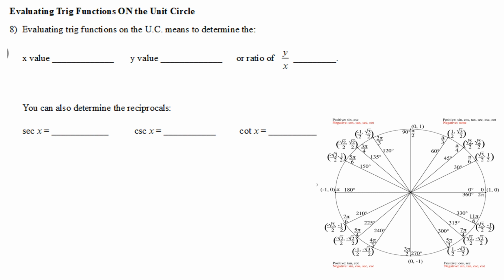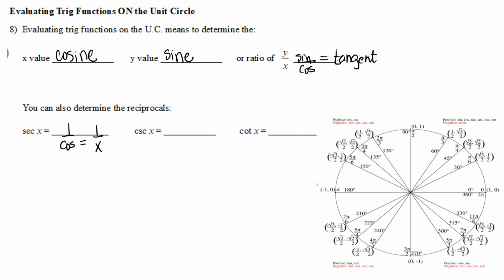Remember, our x value represents cosine of the angle. Our y value is going to represent sine of the angle, and the ratio of y over x, or sine over cosine, is going to give us tangent of the given angle. Don't forget the reciprocals. So secant is the reciprocal of cosine. So secant of x will be 1 over cosine, or 1 divided by your x coordinate.